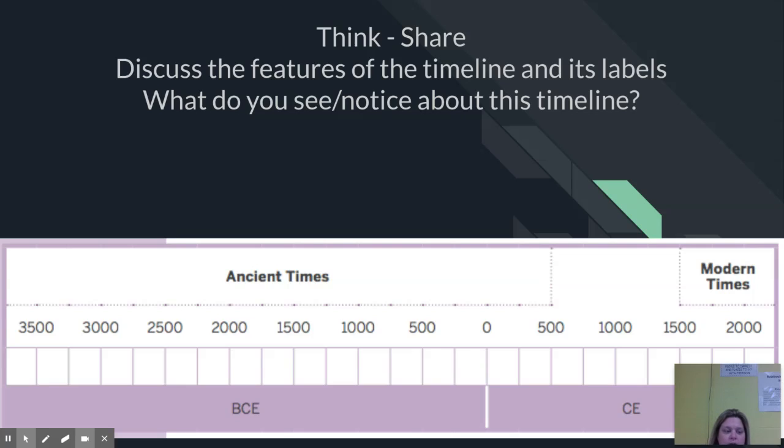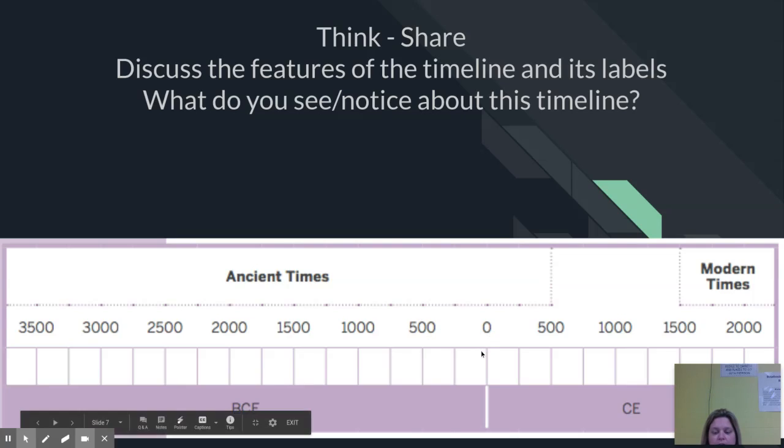Well, one of the first things I notice is that this right here is blocked off and it indicates ancient times. So anywhere from, now just remember, these go like the 3500 BCE. There's more if you went that way. It would be like 4000, 4500, and 5000. That's how it goes. But as you can see, it counts backwards. You have 3500, 3000, 2500, 2000, 1500, 1000, 500. And this right here is where the before common era ended.